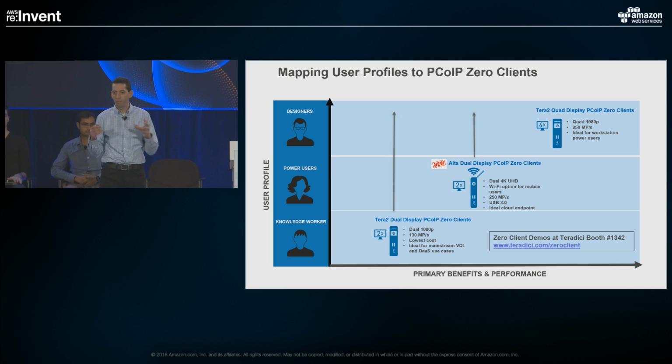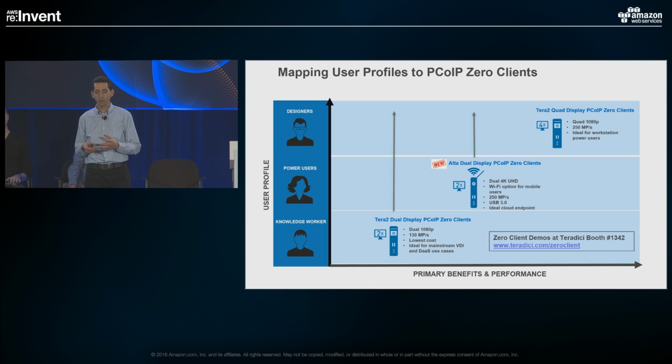You'll see there's a new banner. This is something we've announced in the last week or so here around re:Invent. We're super excited about this new product. We're calling it Alta. It's going to live right alongside Terra 2, and it's also a dual display Zero client, but this has even more oomph.